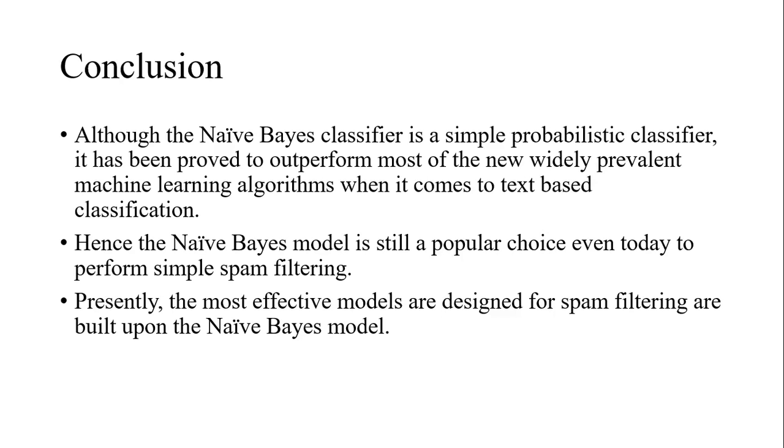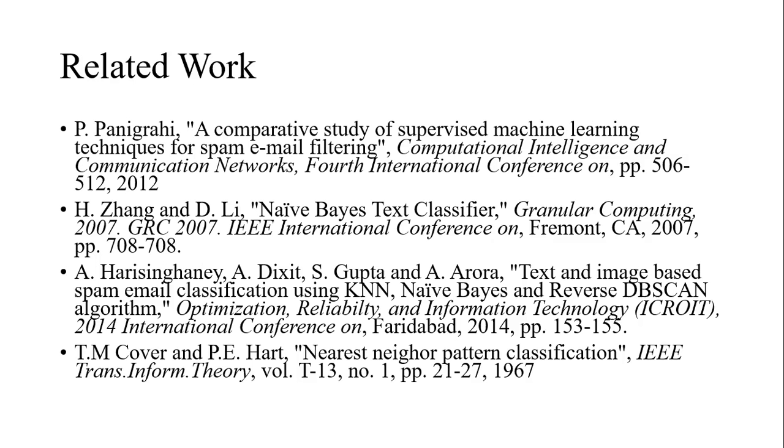In conclusion, the naive Bayes classifier, although a very simple probabilistic classifier, has still proved to outperform most of the widely prevalent machine learning algorithms today when it comes to text-based classification, and it is still a widely used and popular choice for performing spam filtering. The naive Bayes classifier has been further modified today to effectively recognize more types of spam emails, and it has been further developed and built upon. Presently, the most effective models are still based on the naive Bayes model.